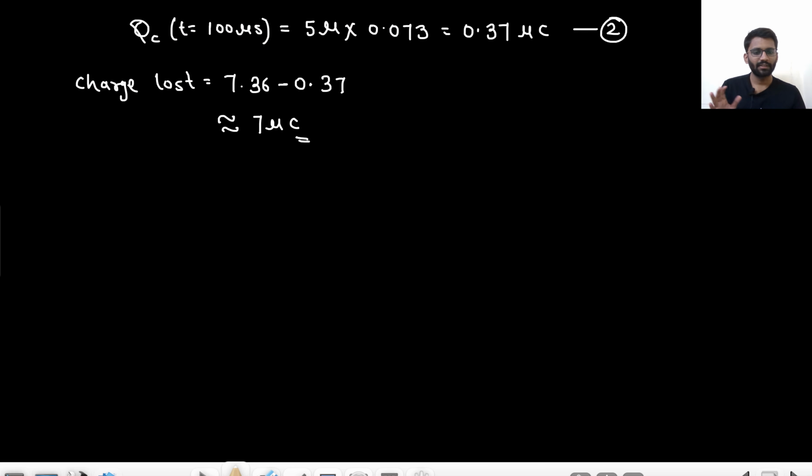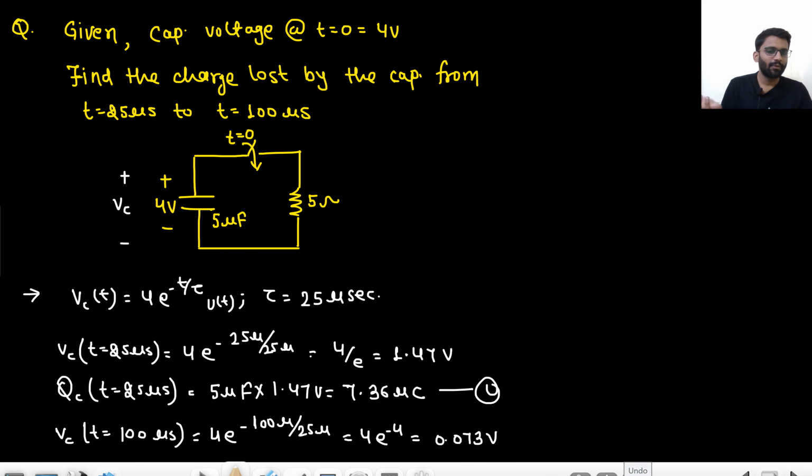Easy question. They could have just asked the voltage lost. What would be the voltage lost? It would be 1.147 minus 0.073. So the voltage loss would be 1.074. Okay, but they didn't ask that. So into 5, if I do, I get 5.37.